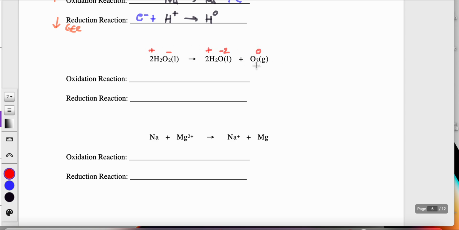So I went through and assigned oxidation numbers. Now I need to take a look and cross off spectators, right? So H starts with a +1, ends with a +1. Spectator, it's not participating in the electron transfer. The crazy thing is this leaves me with only one species on the reactant side. So here's the crazy thing.